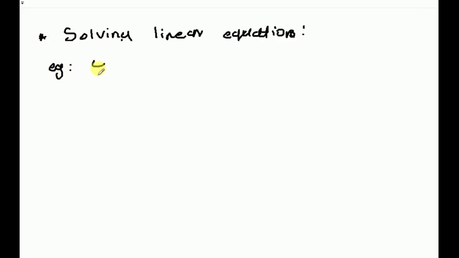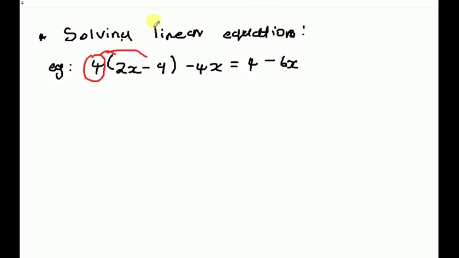It will be 4 open bracket 2x minus 9 close bracket minus 4x equals 4 minus 6x. So the first thing that you do is to get rid of the brackets. So now you have to multiply the 4 with everything which is inside. So this is what you're going to get.